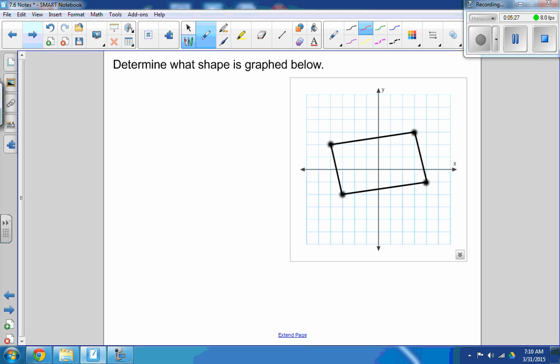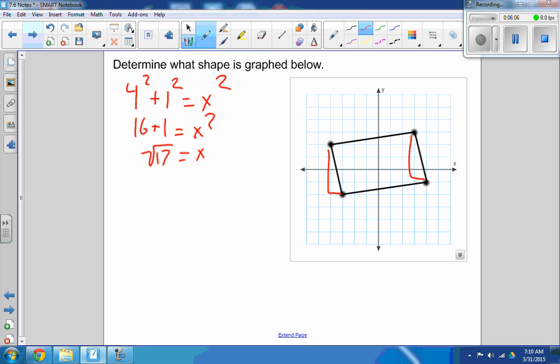So let's look at some of these problems in a coordinate plane. Let's determine what shape is graphed below. Well, if we don't know the properties of a shape, we can never identify it. But knowing the properties, we can identify what the shape is. So let's look at the lengths of all these sides. The length of this side, down 4 over 1, so that's 4 squared plus 1 squared equals x squared. So that's 16 plus 1 equals x squared. So x is the square root of 17.